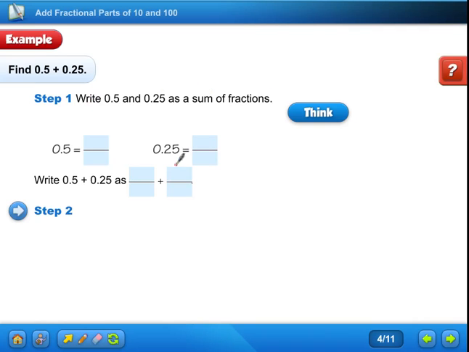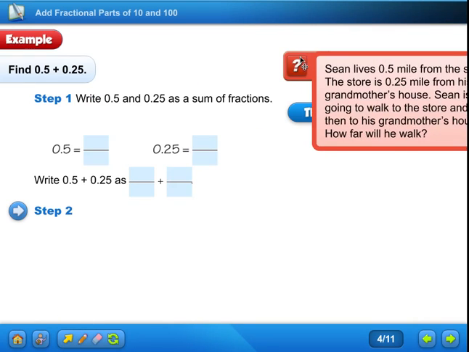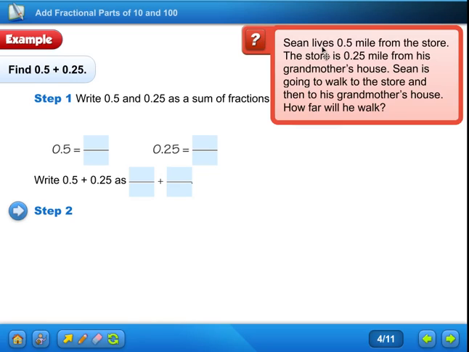Step 1. Oh, let's pull out the question real quick. Sean lives 5/10 of a mile from the store. The store is 25/100 of a mile from his grandmother's house. Sean is going to walk to the store and then to his grandmother's house. How far will he walk? All right, so how far will he walk? He's going to walk from his house to the store, then from the store to his grandmother's house. So we need both of those.